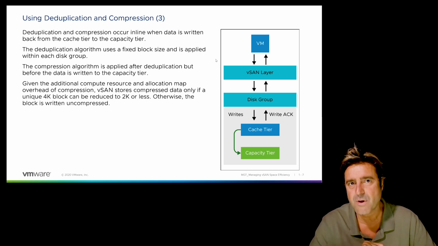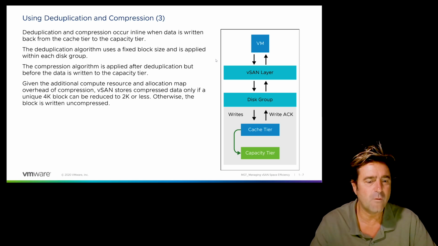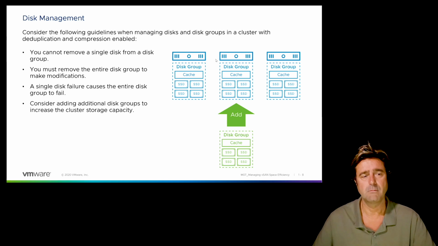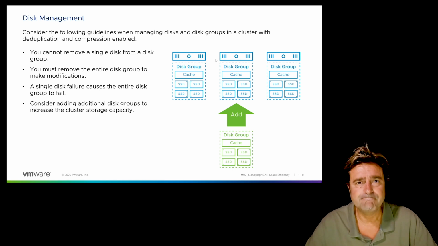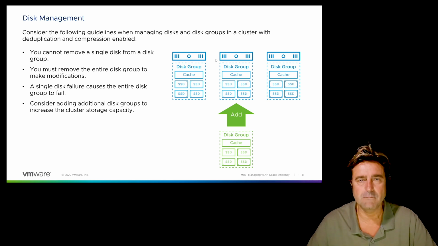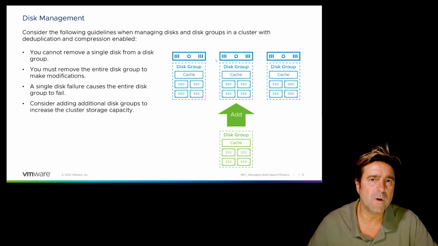And when it comes to compression, the idea is to take 4K blocks and compress them into 2K blocks. If you cannot compress into 2K blocks, then we write the data uncompressed. And when you take a look at this particular page, we talk about the concept of disk management, things to consider. I've mentioned some of these already. So let's take a look at bullet number 1.